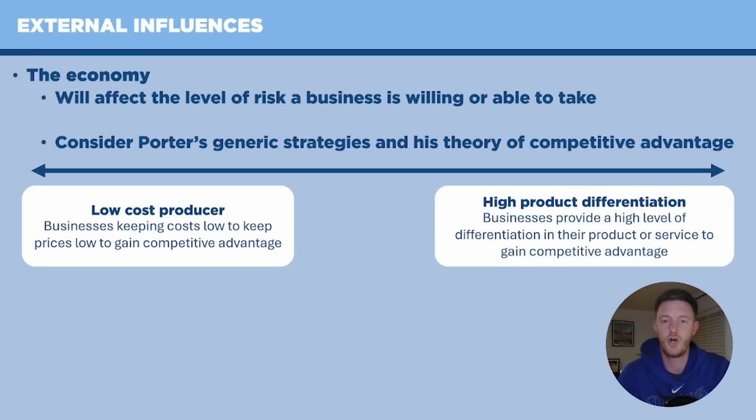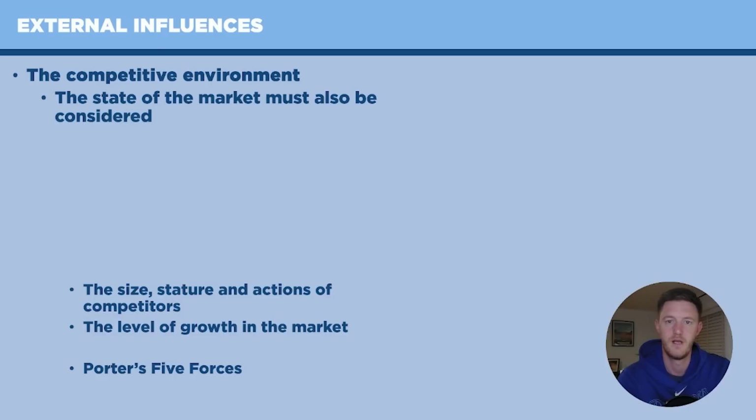So we can link the economy to which businesses we think might do better and which businesses might struggle. So there's a link between theme 2 and theme 3 straight away. The competitive environment is also really important, and we're going to link this to the last topic of 3.1, which is 3.1.4, which is Porter's 5 forces.